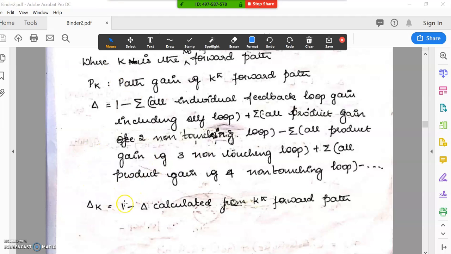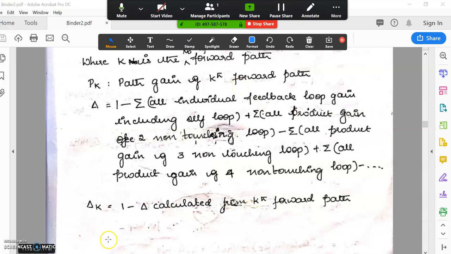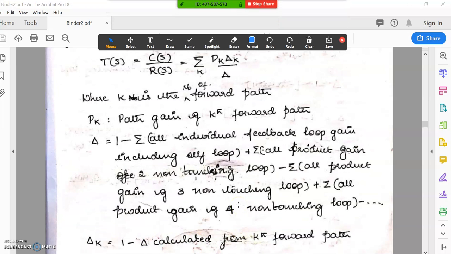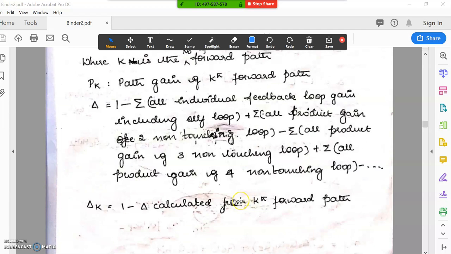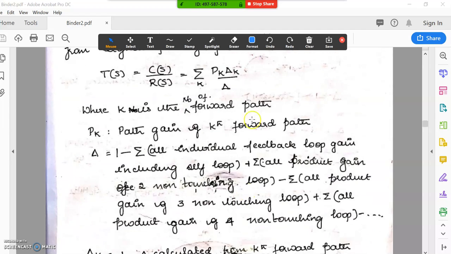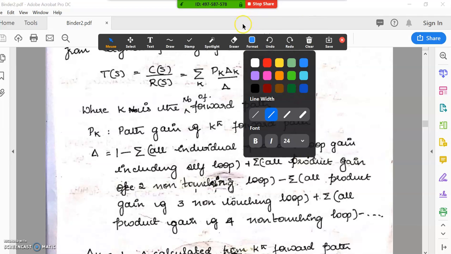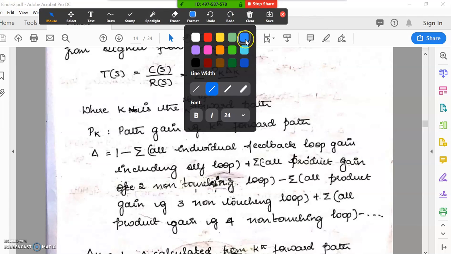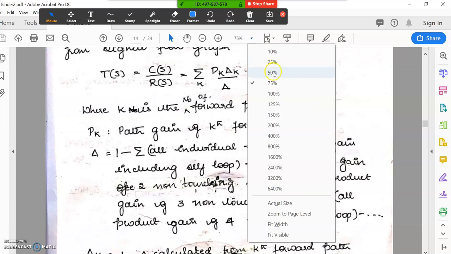And delta K will be the delta calculated for the forward path. This is delta for the entire signal flow graph. Delta K would be the delta value for the kth forward path, that is for the first forward path, second forward path, third forward path, like that. You better write it down. Later on, when we do the problem, you will come to know how to calculate.